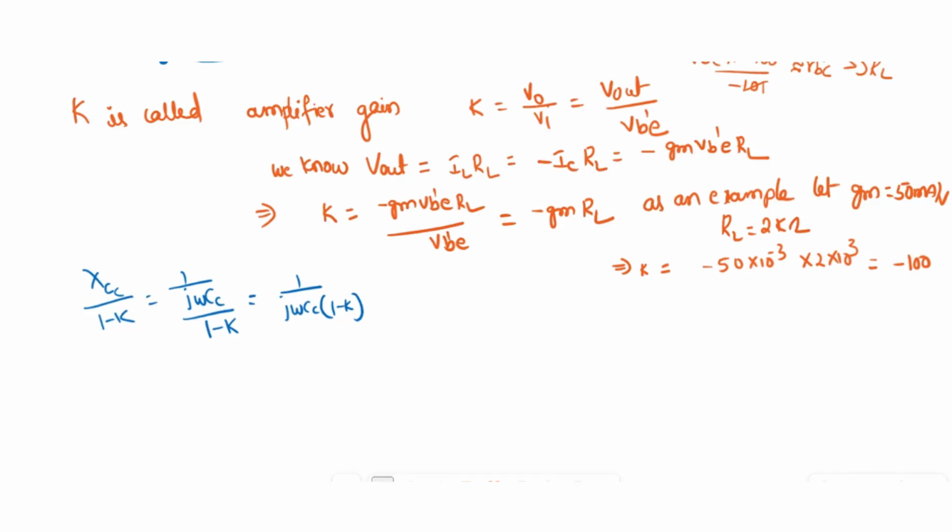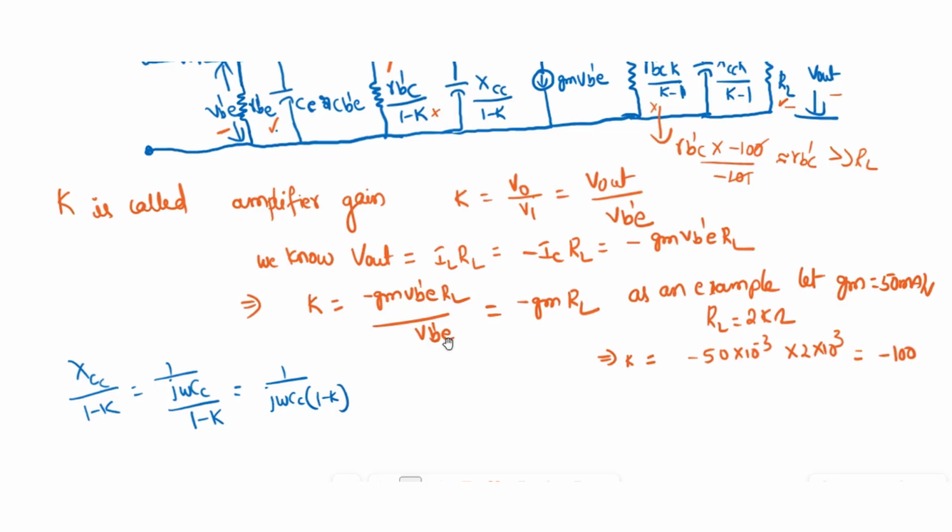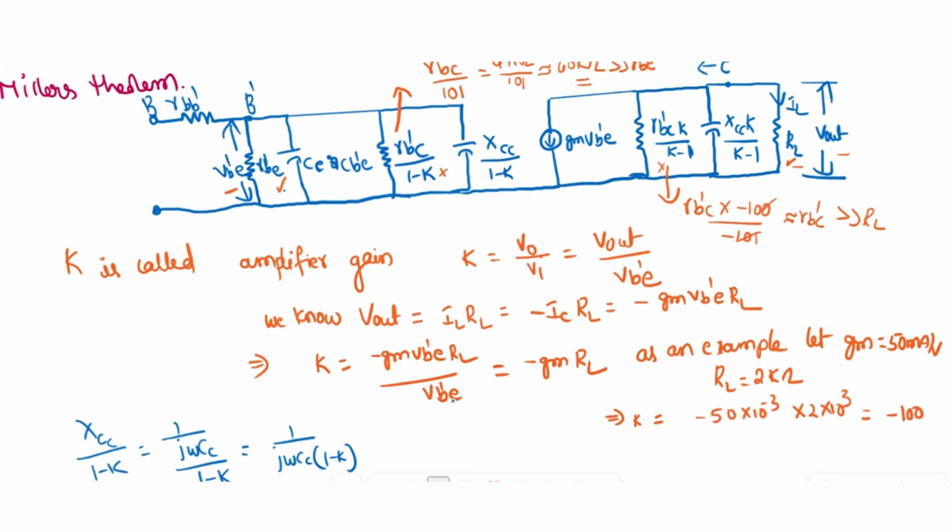What is the other capacitor at the input side? The other capacitor is this Ce or Cb dash E. So that gets in series. So this Ce, the other capacitor is Cc into 1 minus K. So what is the total capacitance? The total capacitance becomes Ce plus Cc of 1 minus K. That is Ce plus Cc of 1 plus GMRL.